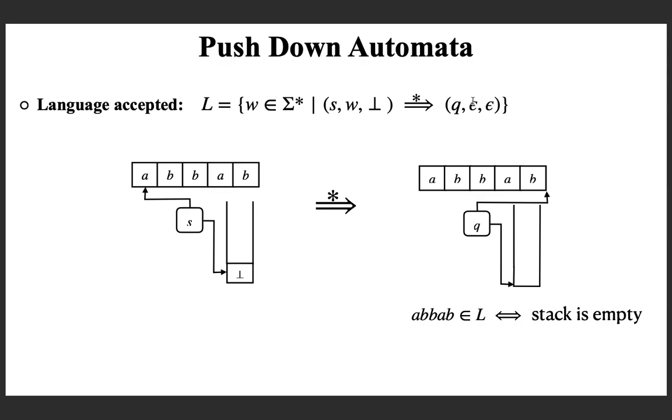Eventually, when you finish reading the input, note that the middle component in a configuration for a pushdown automata is the remaining input to be processed. To start with, it is the entire input. At the end, nothing remains to be processed, so it is empty. And the third element is the content of the stack. If the content of the stack is empty when you finish reading the input, then the input is accepted.